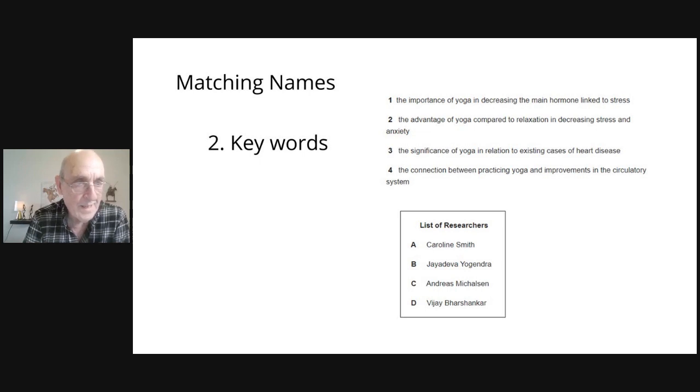If you're familiar with the keyword strategy, you know that we always mark names, proper names, dates, and times. We mark adjectives and adverbs that will help us narrow down our choices. We'll also mark unique terms and technical terms. But obviously, when it comes to the matching names type of question, proper names are always going to be important.